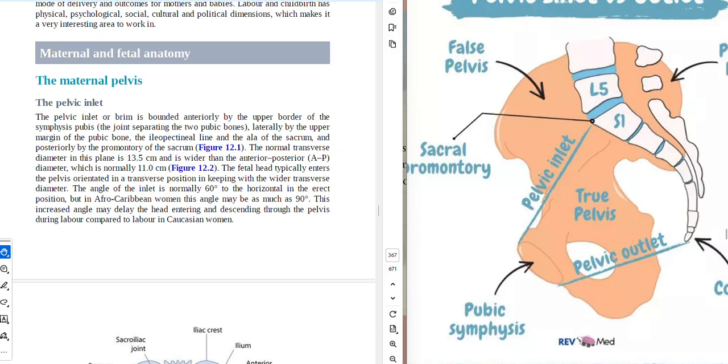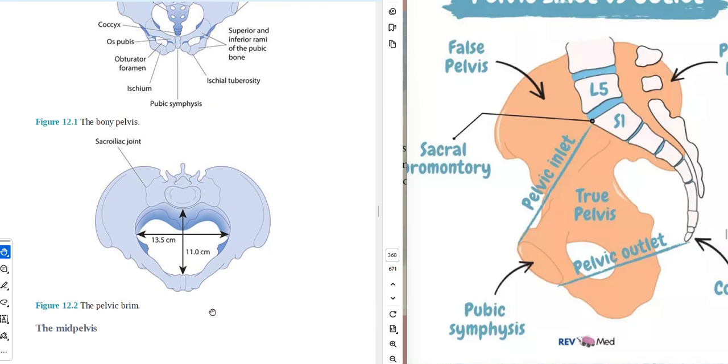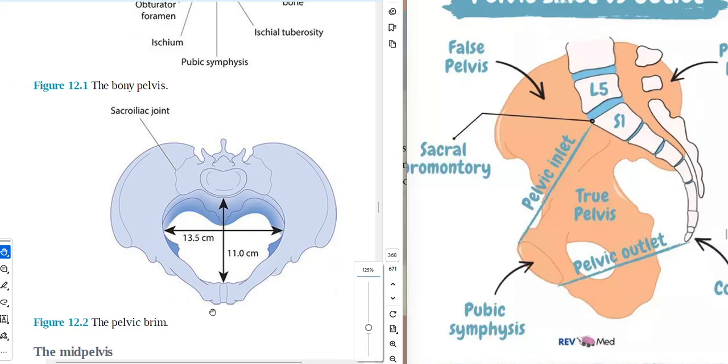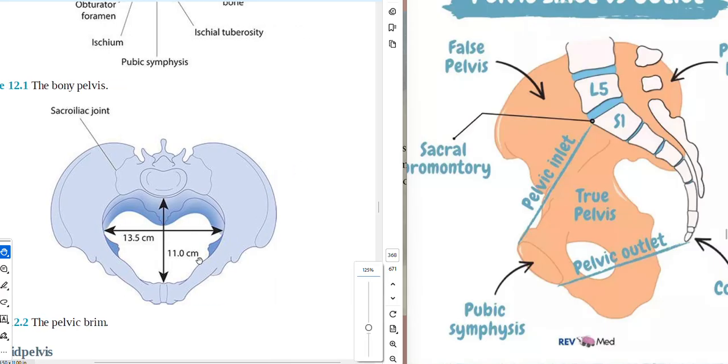So the shape of the pelvic inlet is basically oval. It's not round. But notice something important. The side to side width is greater than its front to back width, right? So can you see that the side to side width is greater than the front to back width? The side to side is basically 13.5 centimeters and front to back it's 11 centimeters, right?